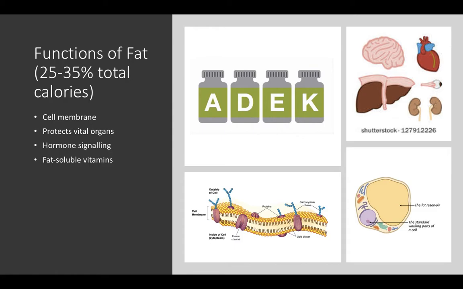And it also is required for us to absorb our fat-soluble vitamins, which are A, D, E, and K, or ADEK for short. Without fat present, our body doesn't have the ability to absorb vitamins A, D, E, and K. This is why fat actually has a lower range requirement with the acceptable macronutrient range compared to protein. Protein is 10 to 35%, but fat, the minimum percentage of our total calories, should be 25%.